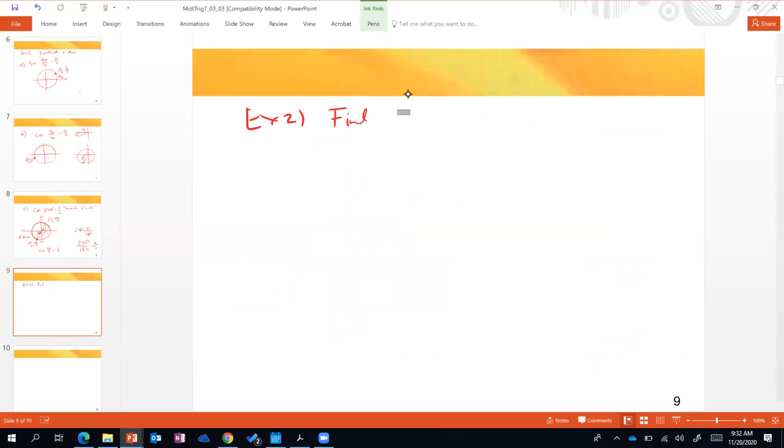So find theta for all values, 0 to 2 pi.